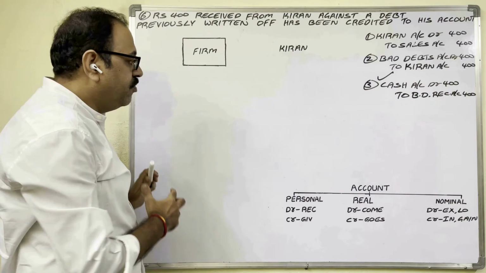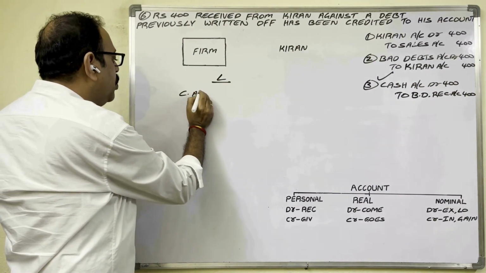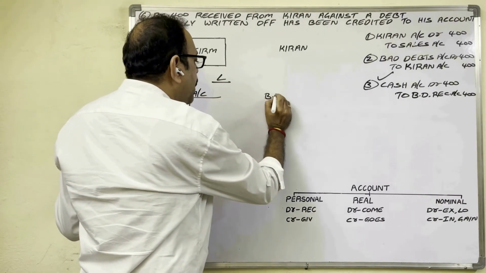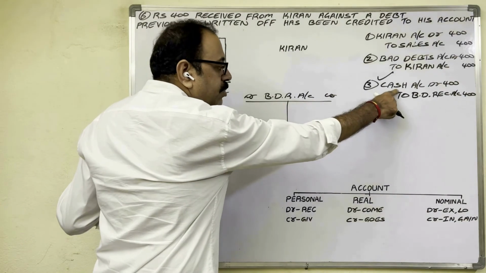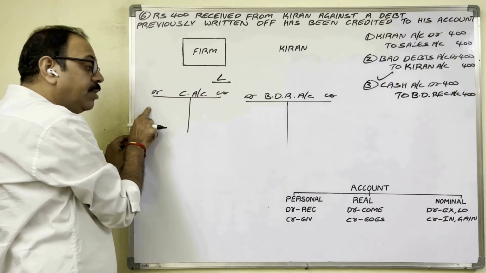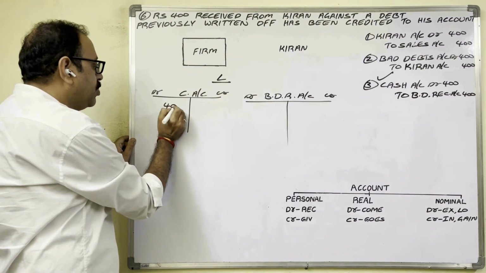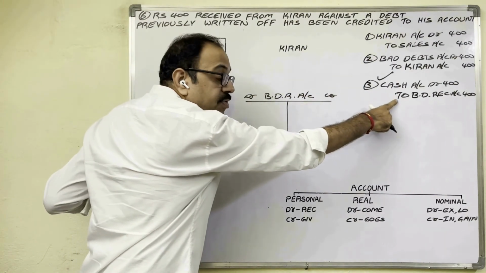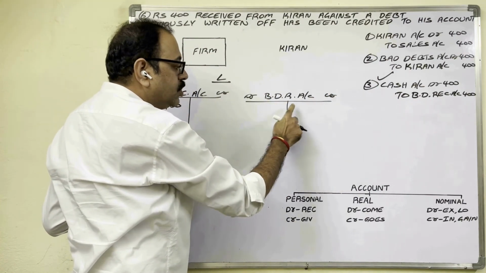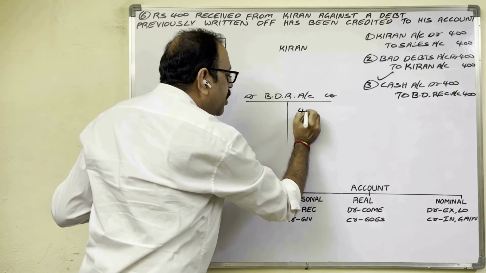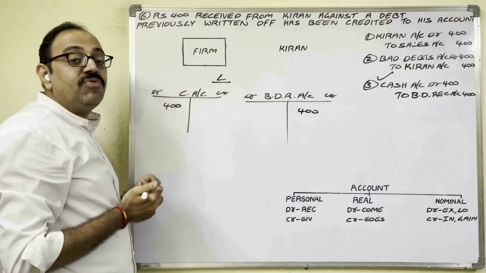This entry we should post in the ledger book, in cash account and in bad debt recovered account. Cash account is debited. Therefore, in cash account on the debit side we should post: to bad debt recovered account, 400 rupees. In the entry, bad debt recovered account is credited. So in bad debt recovered account, credit side we should post: by cash, 400 rupees. Correct entry, correct posting. Now observe what is the mistake.